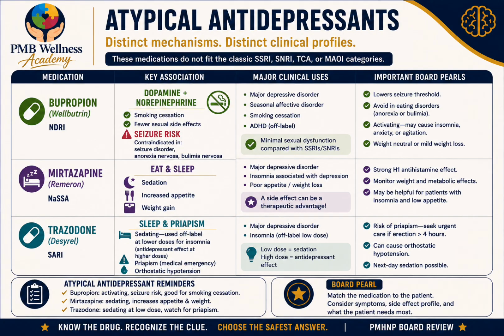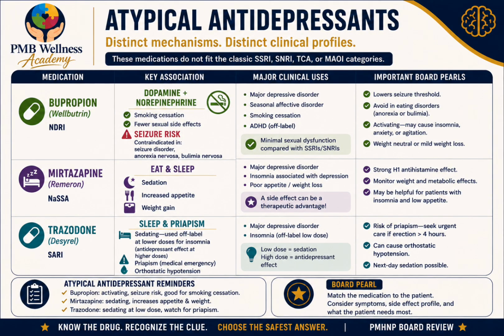Now we'll discuss our atypical antidepressants. We'll talk about bupropion, mirtazapine, and trazodone. These are extremely testable because their adverse effect profiles are distinctive. Okay, so bupropion primarily inhibits the reuptake of norepinephrine and dopamine, making it an NDRI. Unlike SSRIs or SNRIs, it has minimal direct serotonergic activity. That gives bupropion an important advantage. It tends to produce less sexual dysfunction than serotonergic antidepressants.